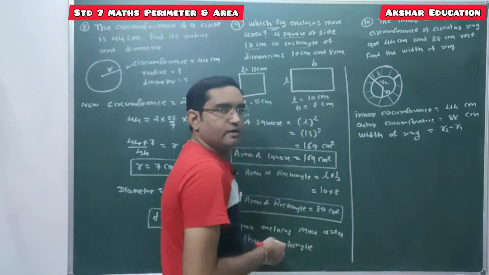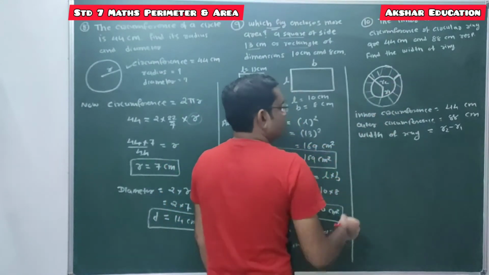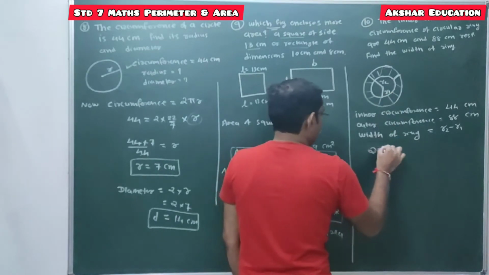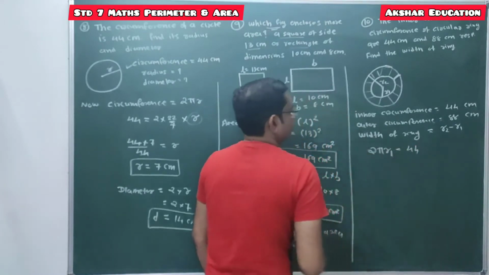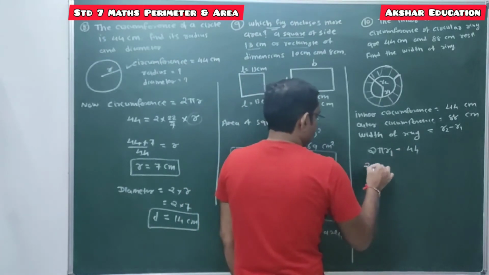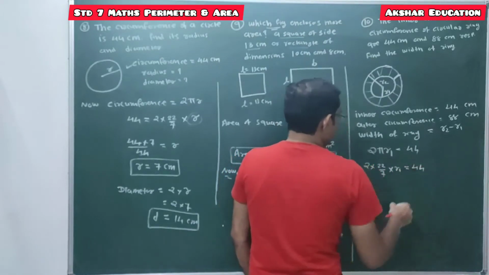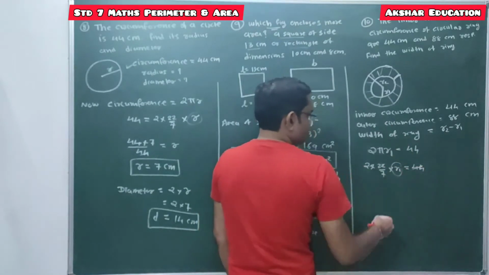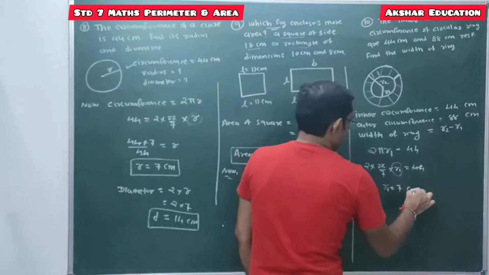So we know the formula to find the circumference. For the circle with radius r1, that is the inner circumference, the formula is 2 pi r, so for radius r1 we have 2 pi r1, which is 44. Put the values, find the value of r1. So 2 into 22 by 7 into r1 equal to 44. Write the equation in terms of r1. 22 to the 44, so we are getting r1 equal to 7 centimeter.